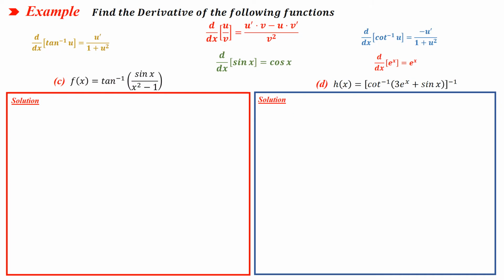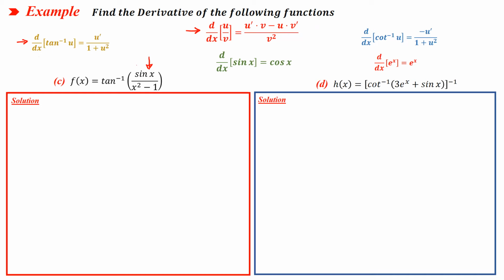For part C, we have the function f of x equals tan inverse of sine x divided by x squared minus 1. To find the derivative of this function, you have to note that the inside function for tan inverse is a quotient between two functions. So you have to use the quotient rule to find the derivative of the inside function. And as you know, the derivative of tan inverse of a function equals the derivative of the function divided by 1 plus the function squared.